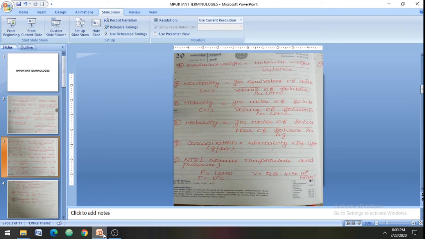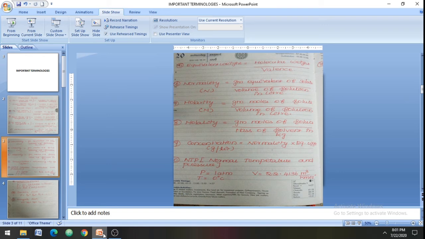What is concentration? Concentration is nothing but gram per liter, or mole per liter, or normality into equivalent weight. Generally, concentration is defined as the ratio between number of moles to volume, or weight by volume, or normality into equivalent weight.